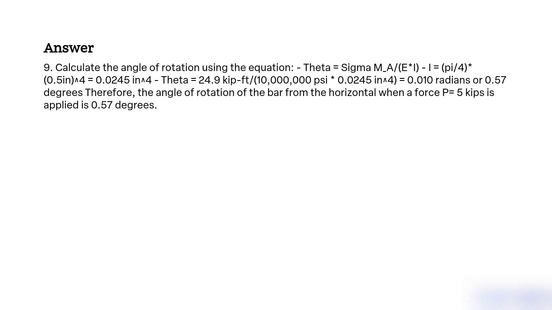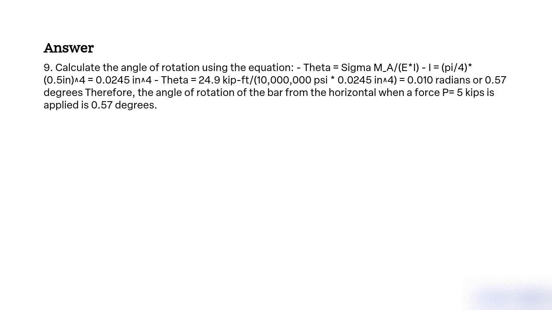9. Calculate the angle of rotation using the equation theta equals sigma M over E times I. I equals pi over 4 times 0.5 in to the fourth, equal to 0.245 in to the fourth. Theta equals 24.9 kip-ft over 10 million psi times 0.245 in to the fourth, equal to 0.10 radians or 0.57 degrees.